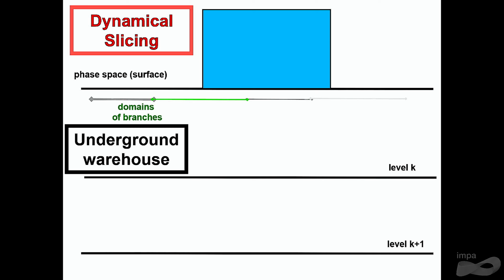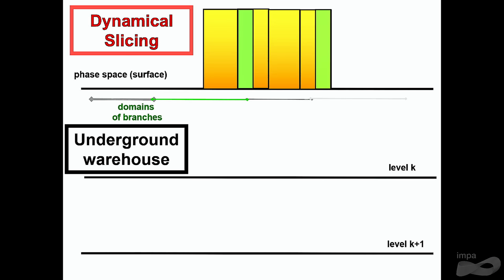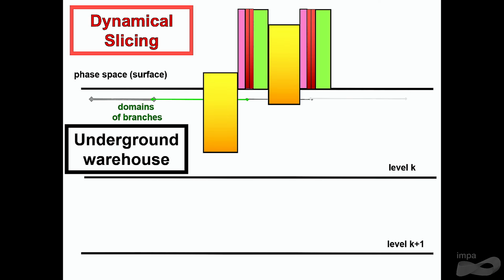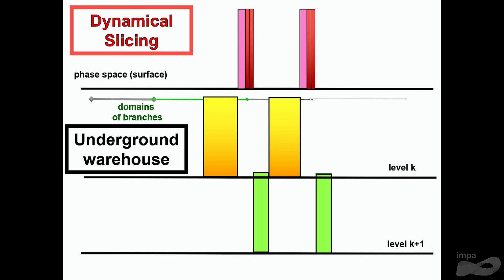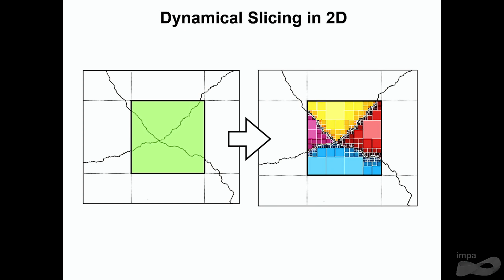If you have a brick that intersects many domains, you just decompose the brick into sub-bricks in such a way that each one of the bricks belongs to just one domain of a branch. So you just make subdivisions in such a way that each brick belongs to just one domain of your piecewise expanding map. This is called dynamic slicing. And then you store this function in your warehouse. I don't even know how to pronounce this. So you just decompose your function.